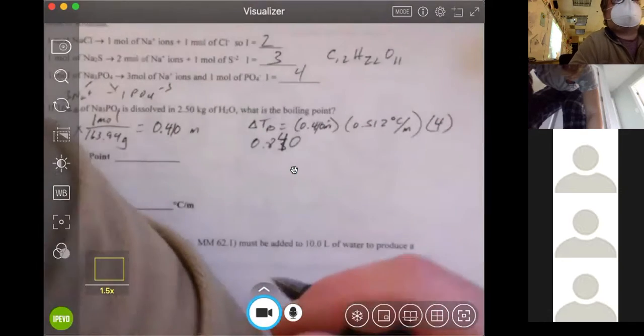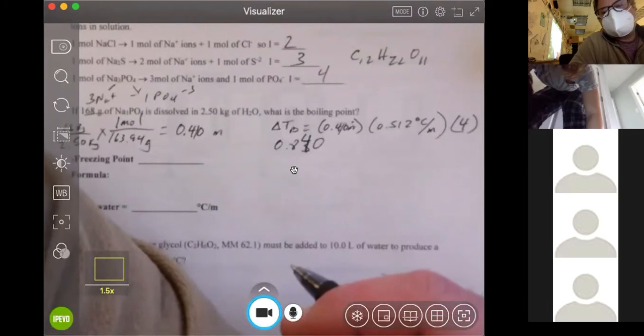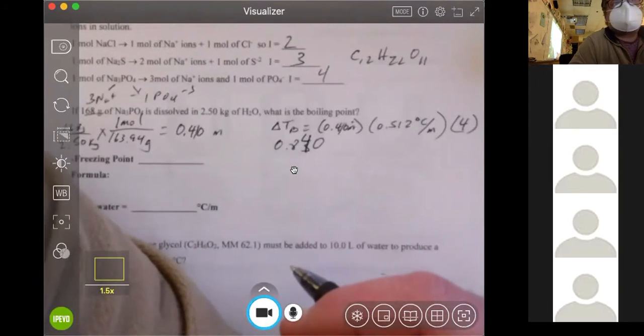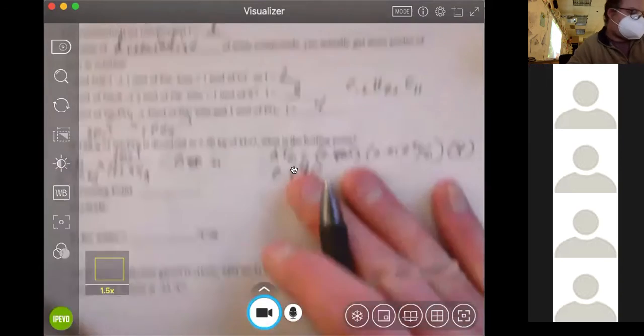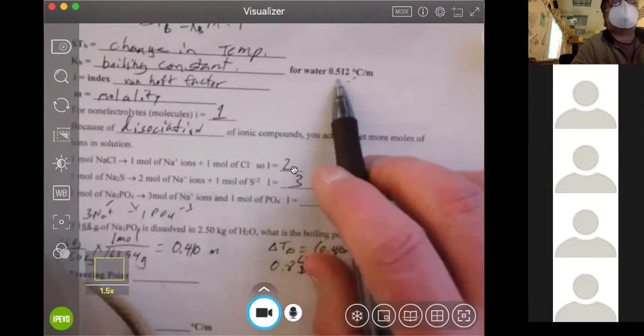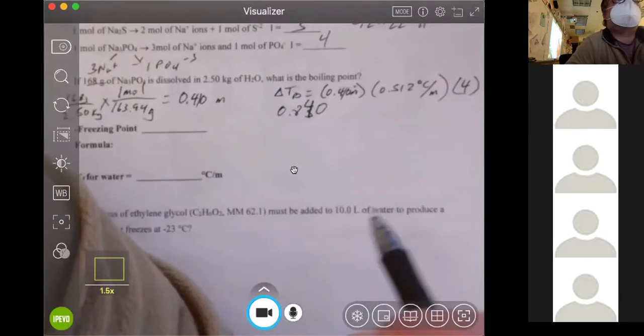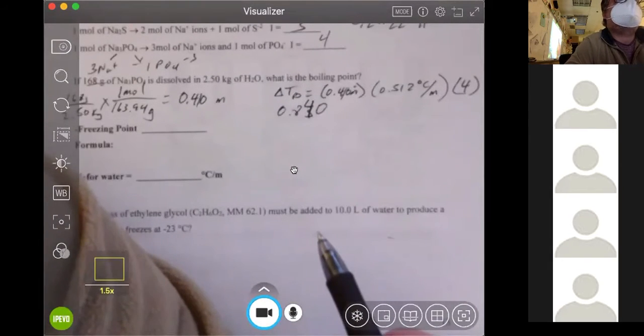So what is the boiling point then? Where did you get that Celsius per mole? It's the K sub B, the boiling constant. Oh, okay, thank you. You're welcome. So what is the boiling point of this sodium phosphate?